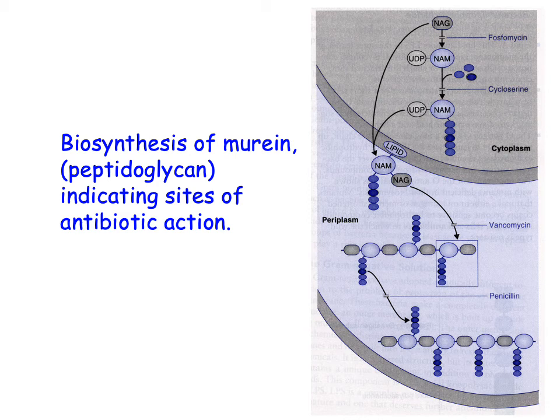Vancomycin inhibits the step prior to that, and that is the addition of this two sugar subunit onto the growing chain. There's a couple of antibiotics, which I really have never heard being used, that inhibit the first couple of steps in the process.